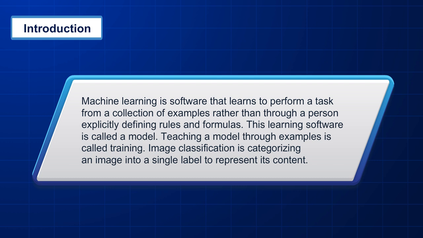Introduction. Machine learning is software that learns to perform a task from a collection of examples rather than through a person explicitly defining rules and formulas. This learning software is called a model. Teaching a model through examples is called training. Image classification is categorizing an image into a single label to represent its content.